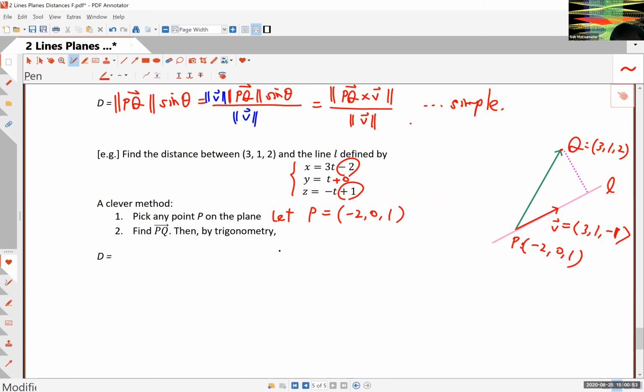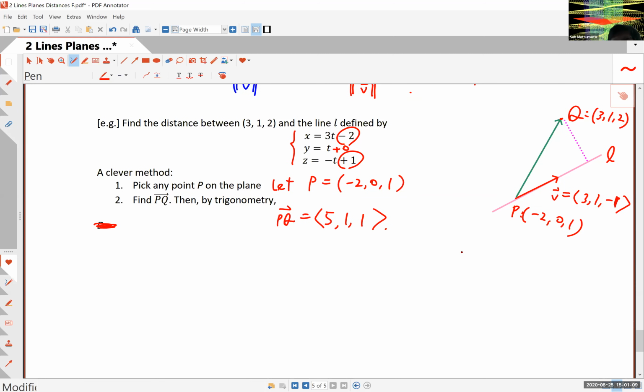Okay, so let's say PQ. I think we can find this easily. PQ is what? 3 minus -2 is 5. 1 minus 0 is 1. 2 minus 1 is 1. So (5, 1, 1) is this vector PQ. Again, make sure you know how to find the vector between 2 points. That's one of the easiest things here.